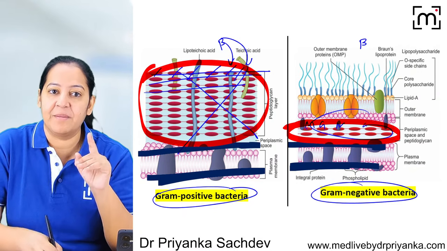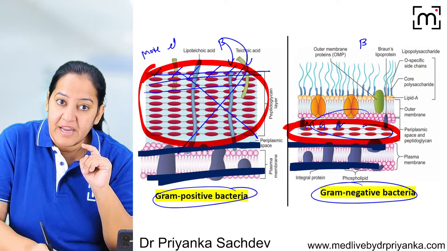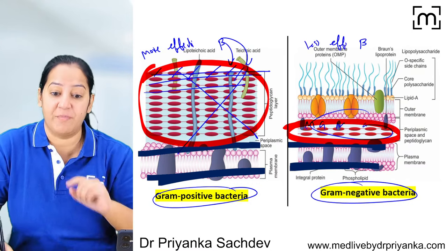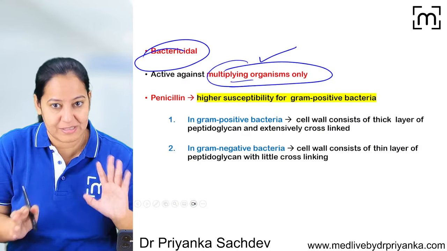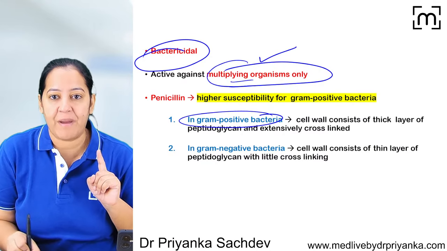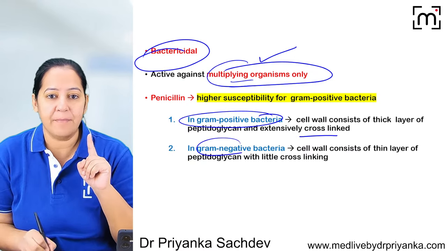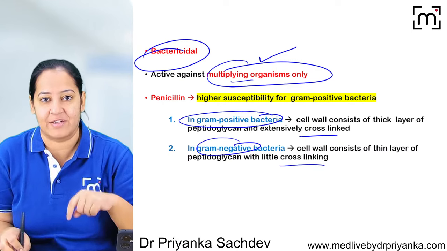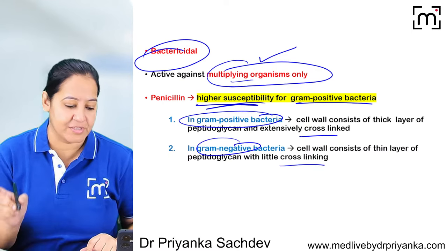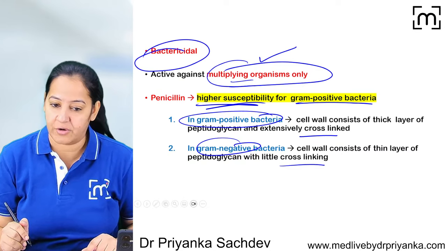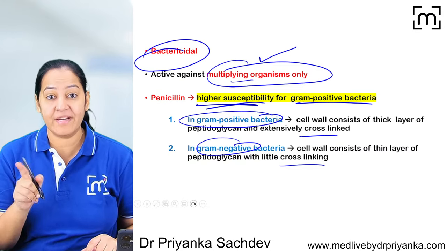So the beta-lactam antibiotics are more effective in killing gram-positive bacteria and they are less effective in killing gram-negative bacteria. This is the reason. I hope it's also conceptual. In gram-positive bacteria there is more cross-linking, so it's more effective. In gram-negative bacteria, less cross-linking, less effective. So the high susceptibility in gram-positive, no need to learn, you have to understand it. Absolutely right, Dr. Amit. Got my point? It is more effective.